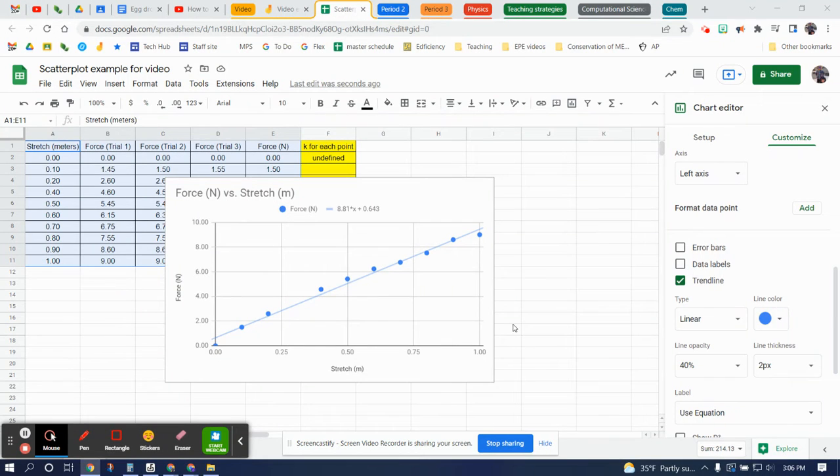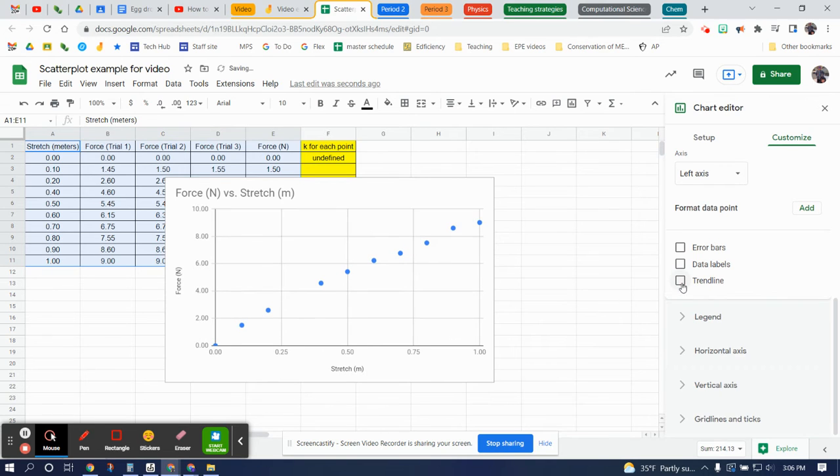This is a video on how to draw a trend line, a line of best fit, and find the slope. If you want to figure out how to do a scatter plot, then you're going to have to go back to my last video. So this is left over from that video, and it has a trend line on it, so I'm going to get rid of that.